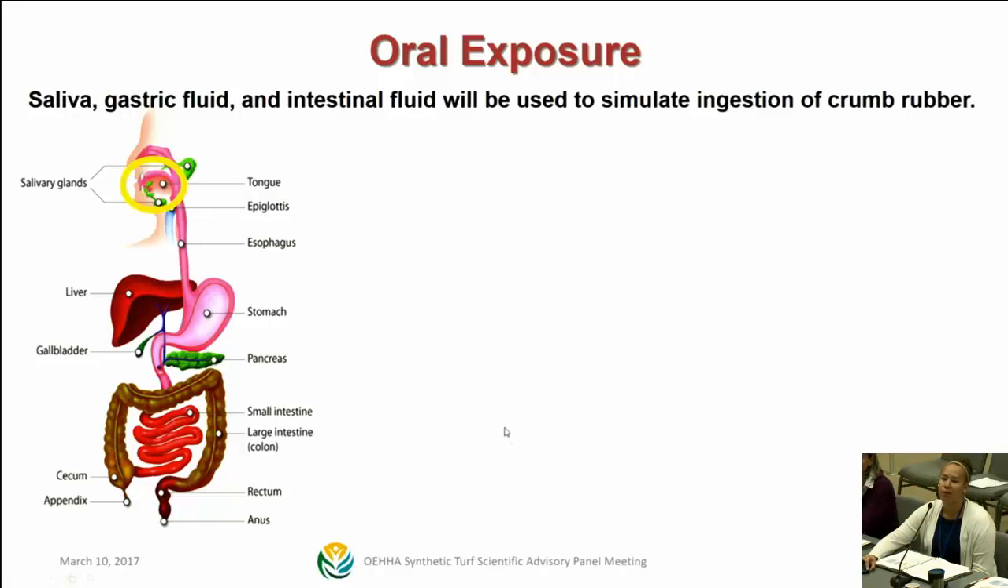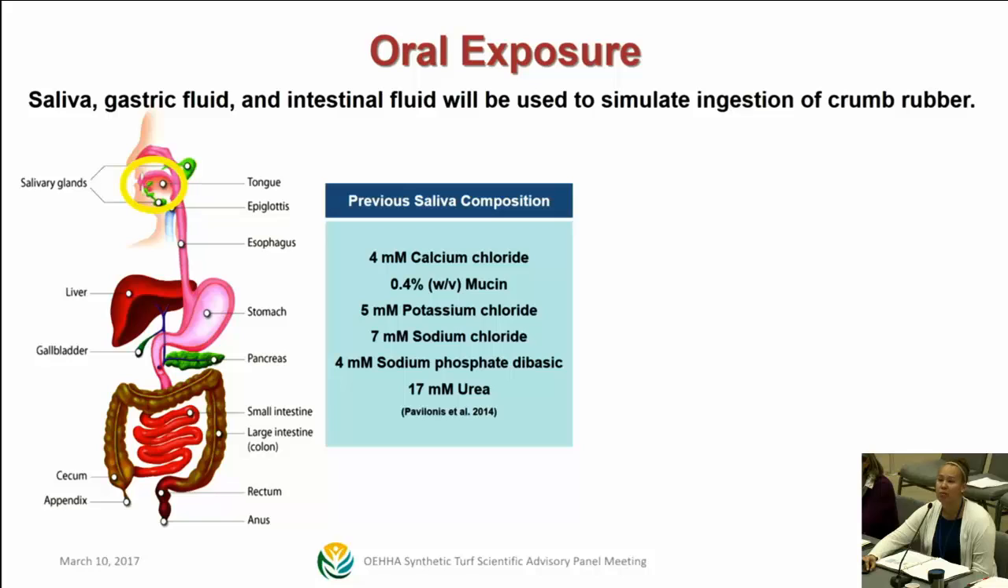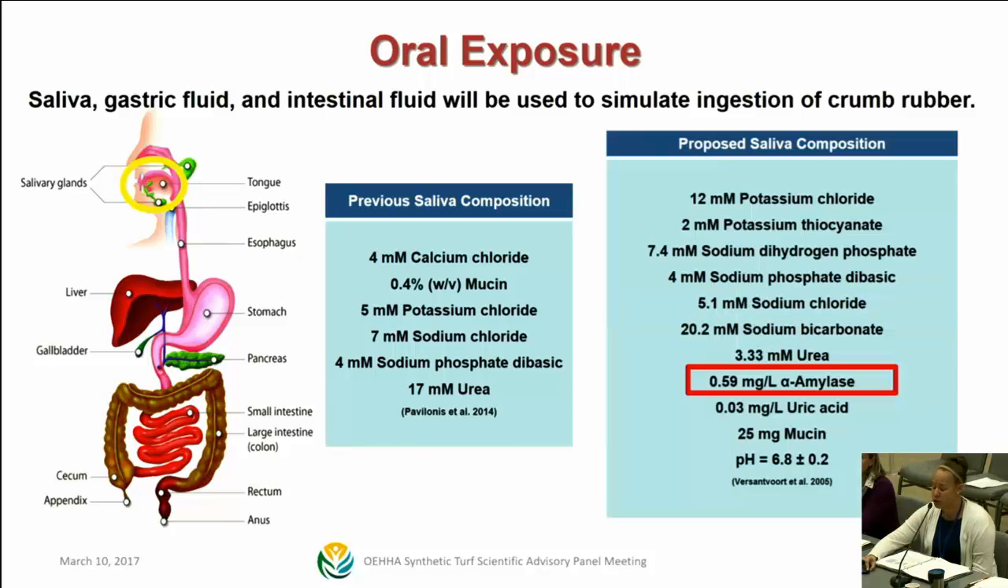So first we'll talk about the saliva. Saliva is mostly aqueous fluid and it has roles in digestion. This is the composition that we proposed at the last meeting. It's very simple and aqueous, and based on our search of the literature, we've chosen a new buffer that has the addition of important salivary enzymes.